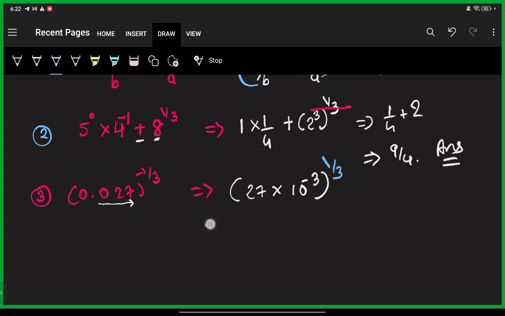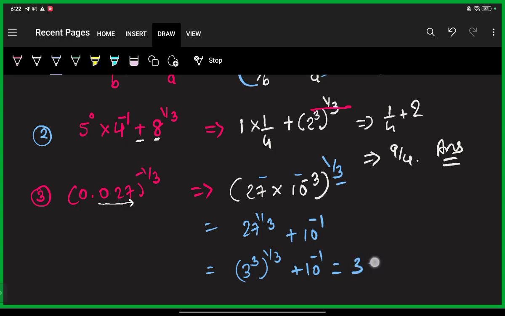Now we can allot this power to both of the terms, right? So we can also write 27 as 3 cube. 3 cube raised to 1 by 3, right? This is 10 raised to minus 1. So it will be 3 plus 10 raised to minus 1. Am I right or wrong? Yes, sir. 3 plus 1 by 10. That is 3 plus 0.1. That is 3.1. Good. Yes, sir.